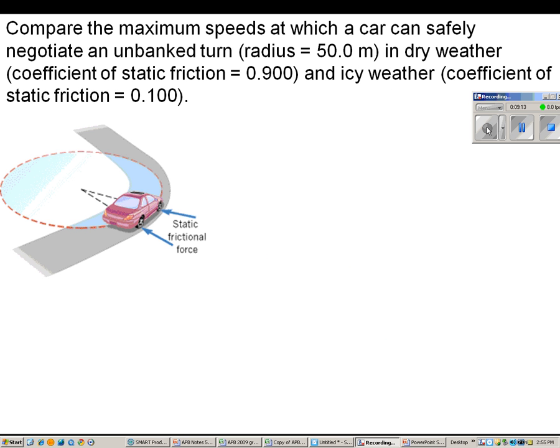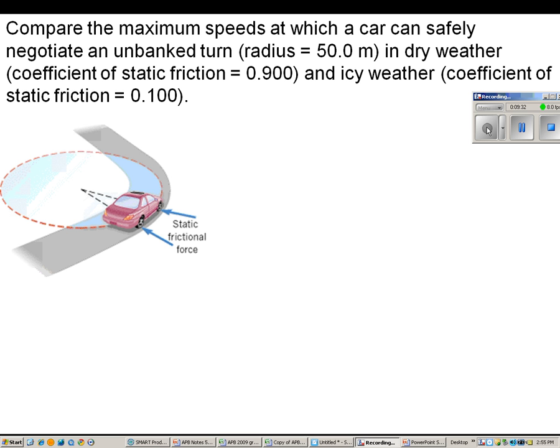This last example is to compare the maximum speeds at which a car can safely negotiate an unbanked turn, in other words, it's horizontal, with a radius of 50 meters in dry weather. It has a coefficient of static friction of 0.9. In icy weather, it has a coefficient of static friction of 0.1.